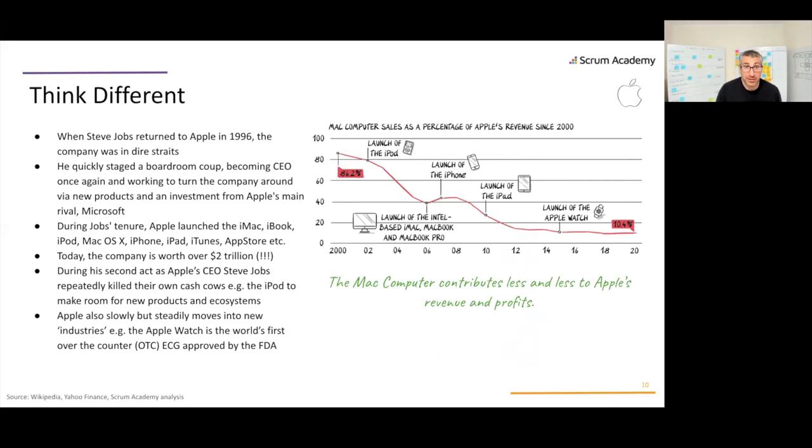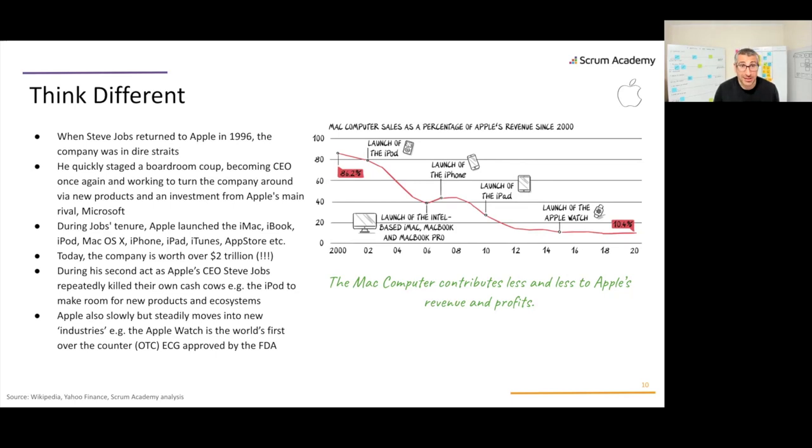One of the great examples here is Apple. Apple, much older company than Tesla. Sometimes we forget that it was founded in the 1970s, many years before I was born at least. And this chart on the right-hand side demonstrates the percentage of revenue contributed by the Mac. At the beginning of this century, in 2000, the Mac was still contributing around 86% of the overall Apple revenue. Due to the introduction of new products, the iPod, the iPhone, then later the iPad, the Apple Watch, the revenue contribution of the Mac went down from 86% to only 10%.